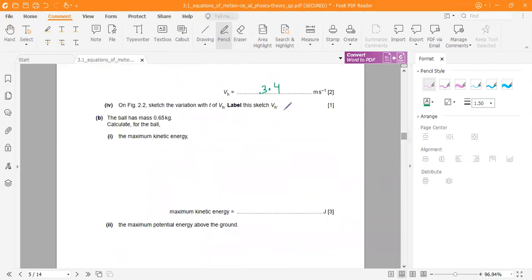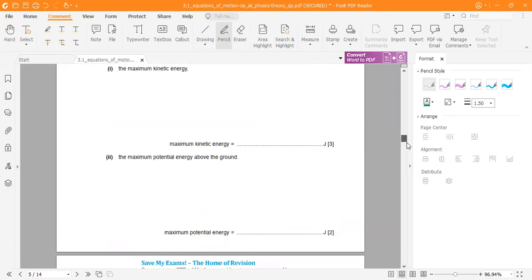Okay, next part is the ball has a mass 0.65 kg. So this deals with kinetic energy, potential energy. We will not do it right now. We will skip it for now.